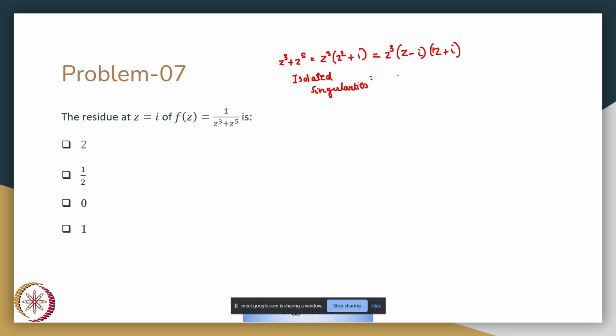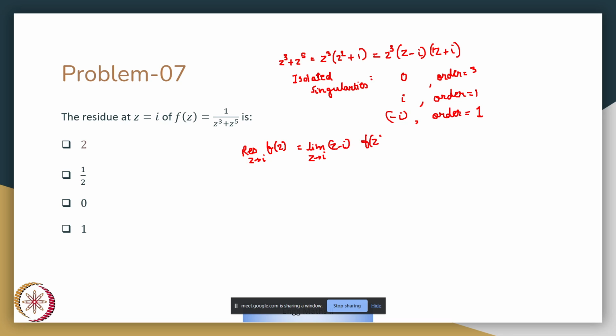So it's 0 with order 3, i with order 1, and minus i with order also again 1. So if you want to find the residue at z equal to i using the residue theorem, it is nothing but the limit as z tends to i of (z minus i) times f(z).